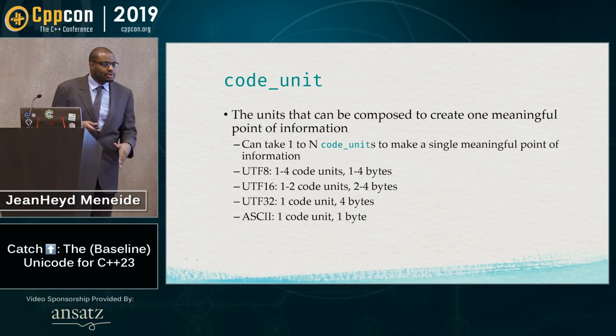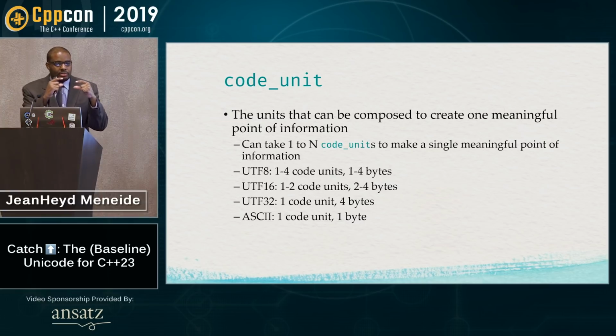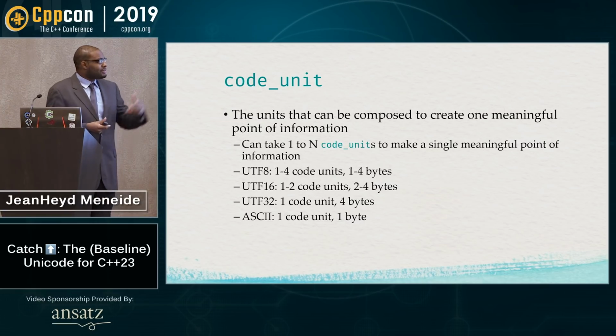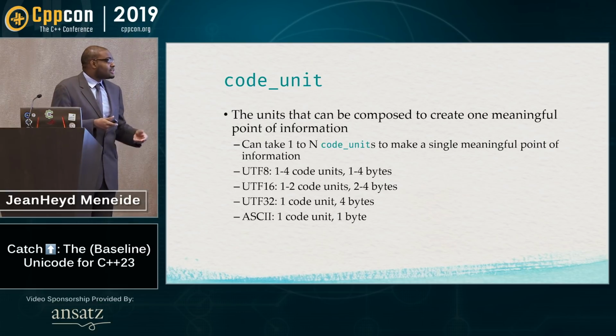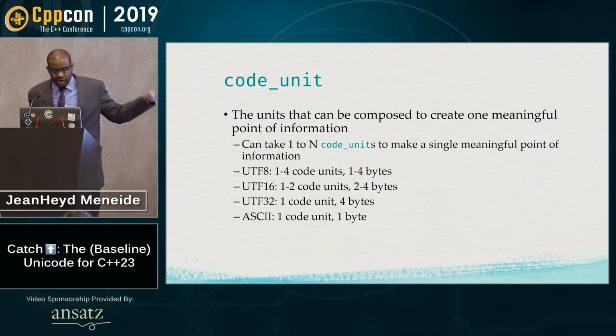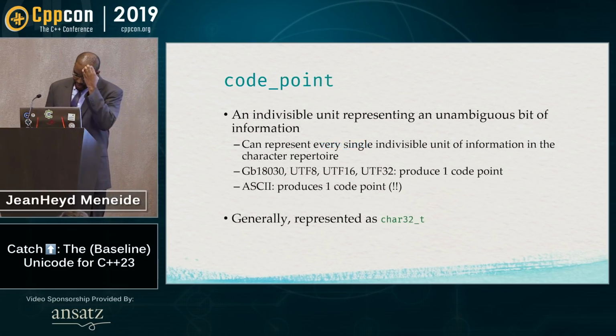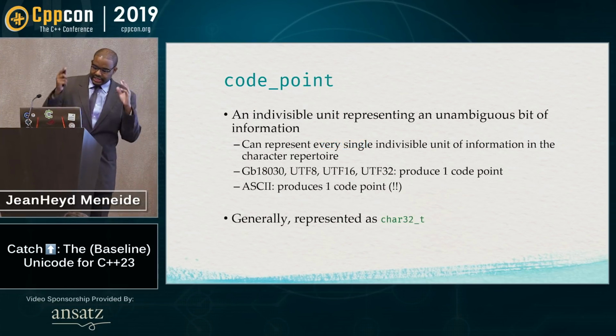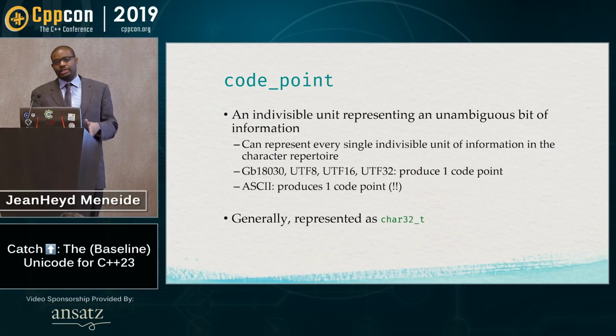UTF-16 is 1 to 2 code units, but each code unit is 16 bits, so it's 2 to 4 bytes. Then you have UTF-32, which is 1 code unit, but it's 4 bytes for each code unit that you have. There's ASCII, which is 1 code unit to 1 byte, which is going to present an interesting case for our framework here.